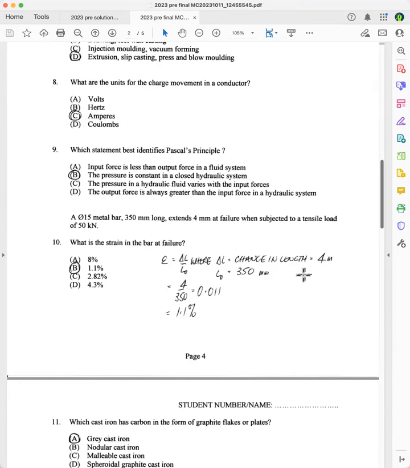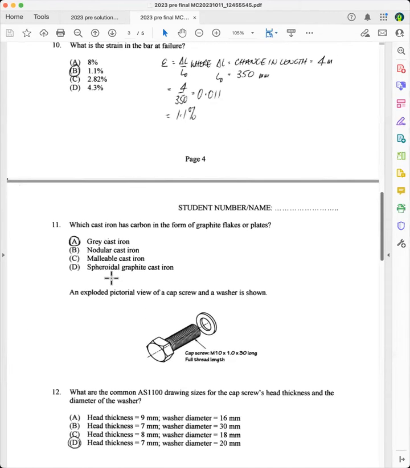Make sure you put the units there, that should be millimeters there. Just notice. And so it's 4 over 350. So the strain is 0.011. And it's shown here as a percentage. So we convert it to a percentage. So it's 1.1%. So choice B is the correct answer for 10.